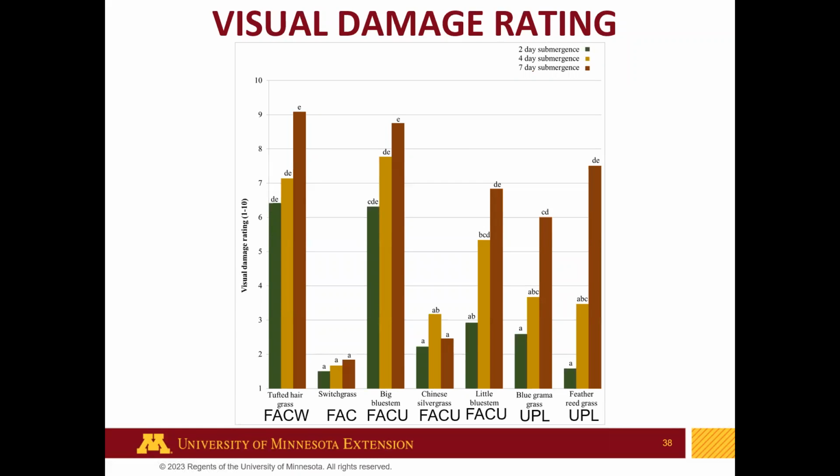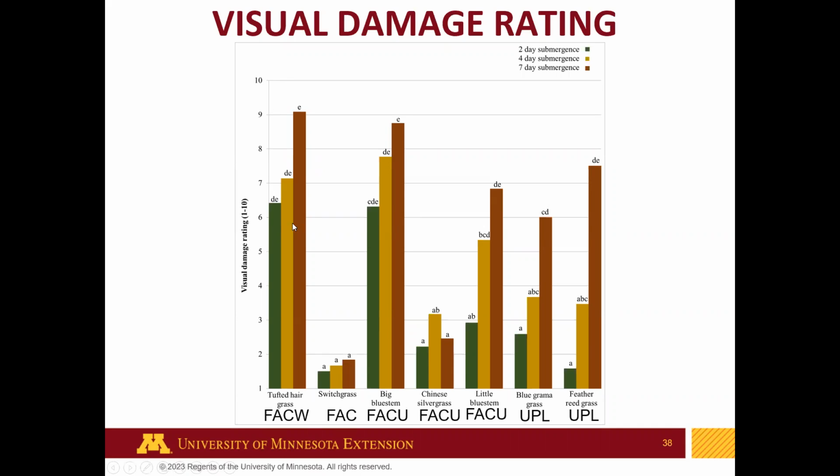And with our visual damage rating, this one was a little bit interesting. So we have our species again going across the bottom, and then our submergence durations are given in green, gold, and what's coming across on my screen is kind of an orange. So our 2-day is in green, our 4-day submergence is in gold, and then the 7-day submergence again is in the orange one. And I want to draw your attention first to tufted hairgrass and big bluestem.